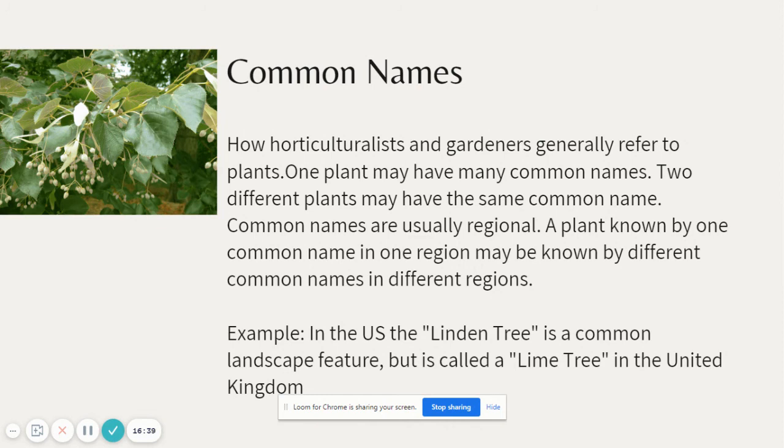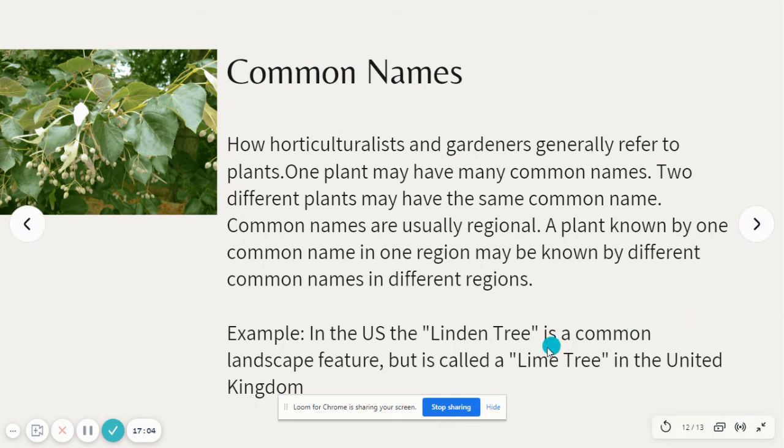These are going to be words that we would more likely use in everyday life. We usually refer to them this way as gardeners and just as average people. The thing, though, is that one plant can have many common names. I mentioned that earlier with the forsythia. Some people call it yellow bell, some people call it something else, and it can get confusing. Sometimes 2 different plants have the same common name.